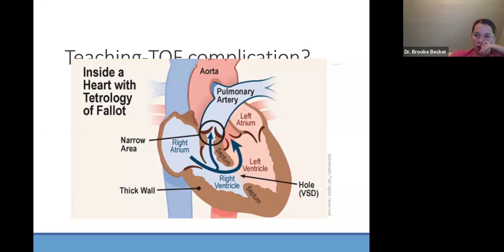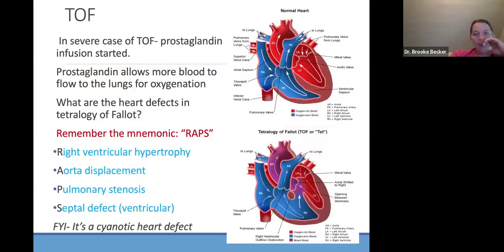So tetralogy of Fallot, you're going to have that VSD, okay? You're going to have hypertrophy. You're going to have that narrow opening of the pulmonary artery, okay? And a narrow opening to the aorta. Those are the 4 defects, okay? If it's severe tetralogy of Fallot, then prostaglandin is started. That allows more blood to flow to the lungs to become oxygenated, okay?